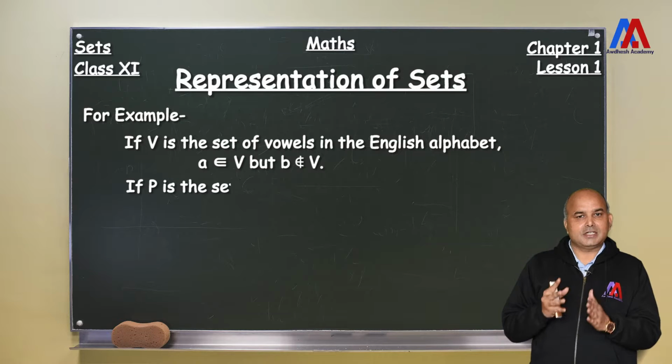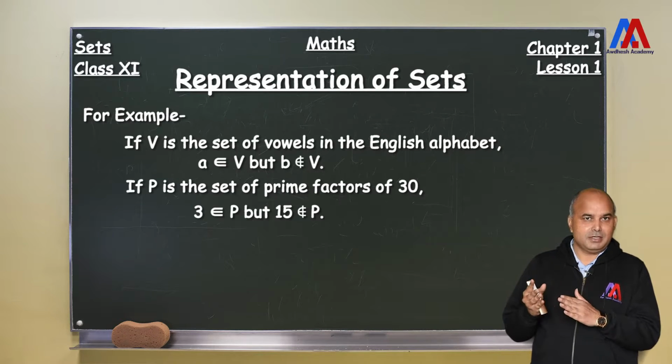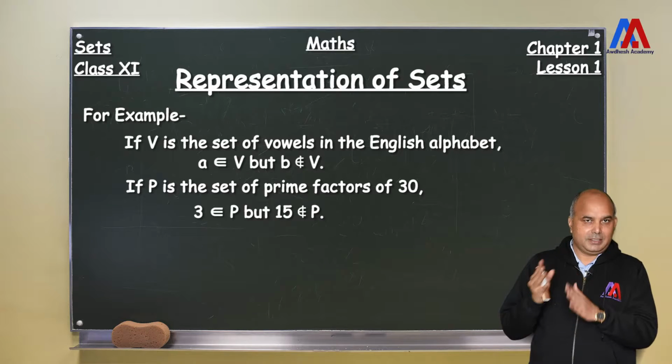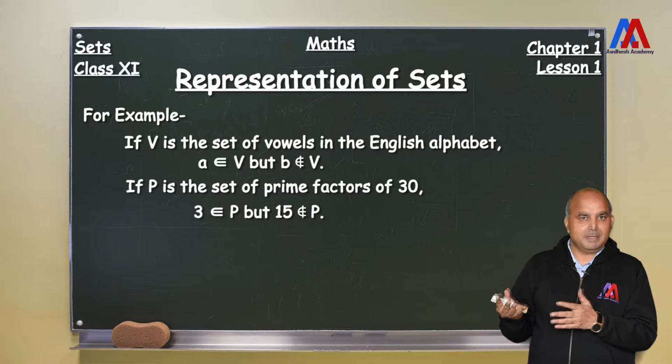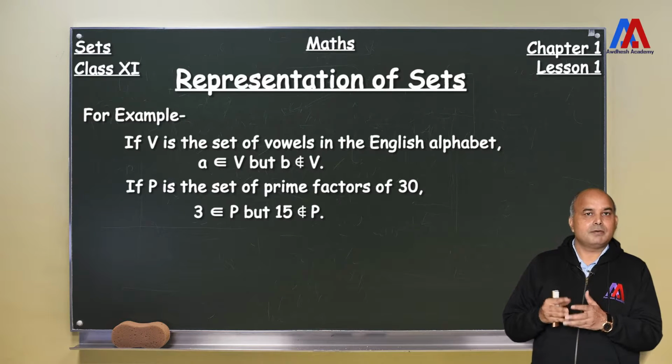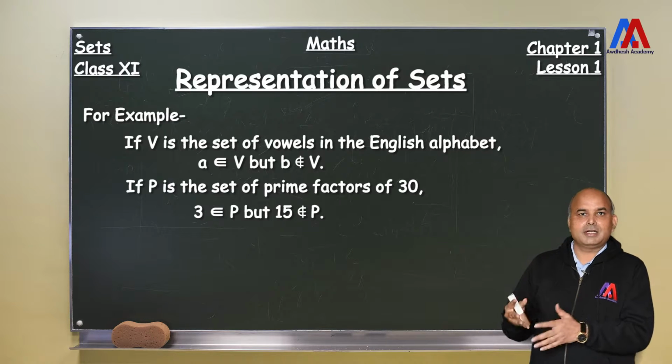Suppose that P is the set of prime factors of 30. Then we can say that 3 belongs to P because 3 is a prime factor of 30. But another number, for example 15, does not belong to P because 15 is not a prime number. It is divisible by 3 and 5, so it's not a prime number and therefore it does not belong to P.